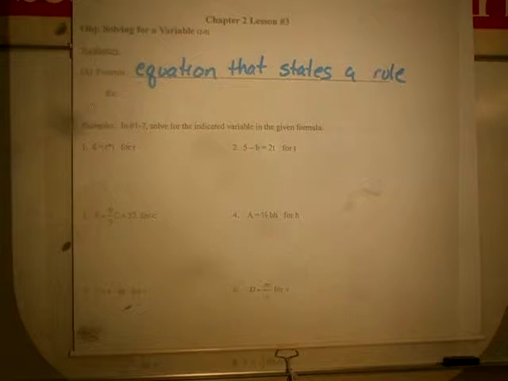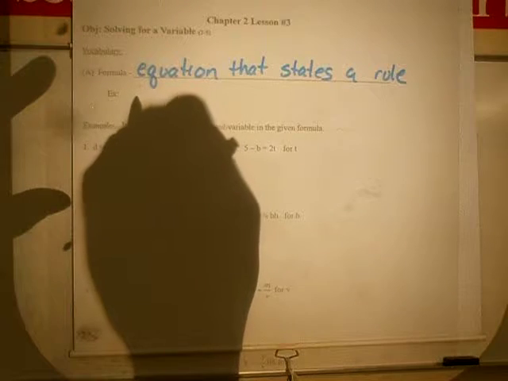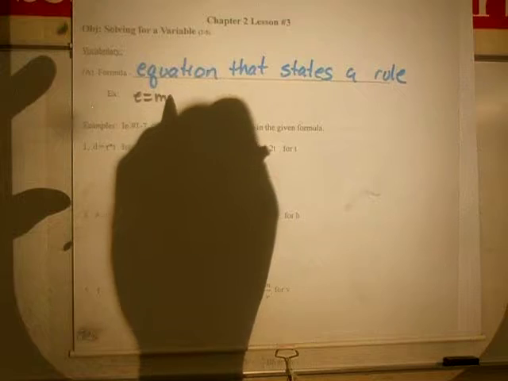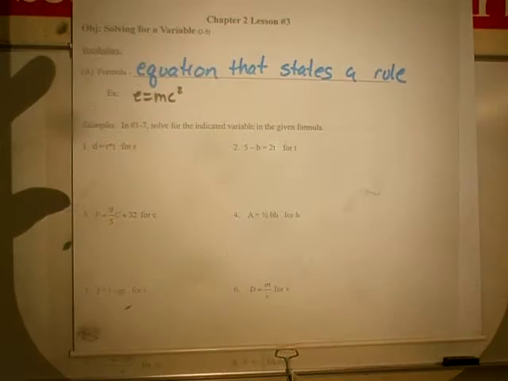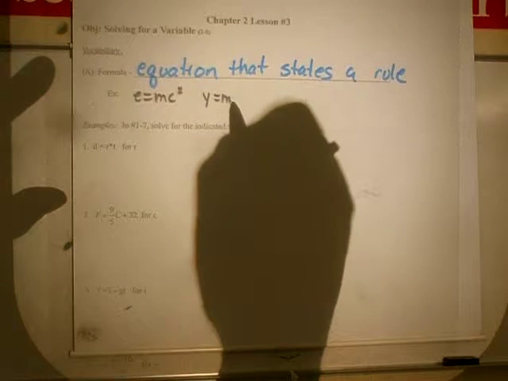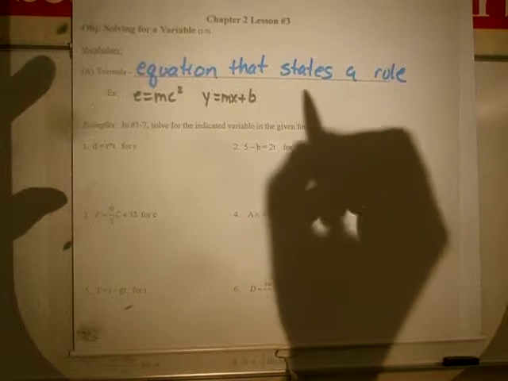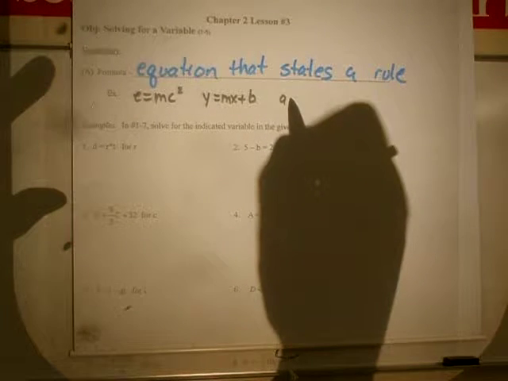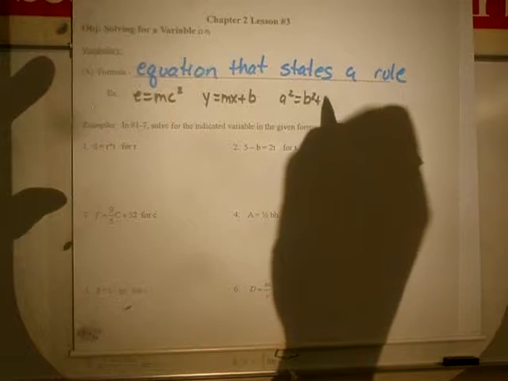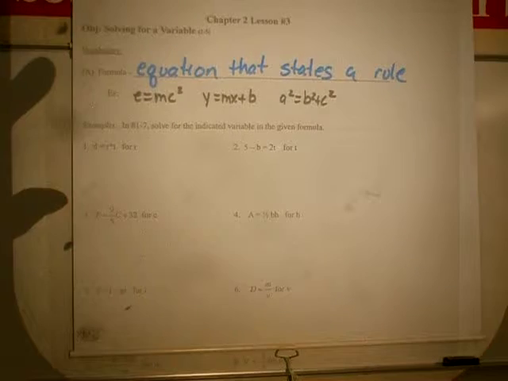E equals MC squared is a formula. I don't think you did that in middle school, but it is a formula. What did you say? Y equals MX plus B is another formula you used. You also used the Pythagorean theorem: A squared equals B squared plus C squared.